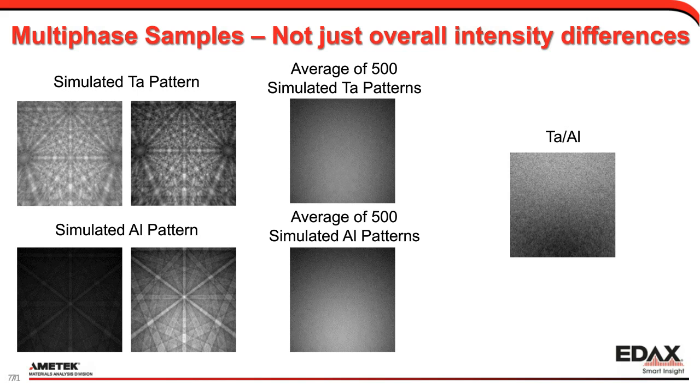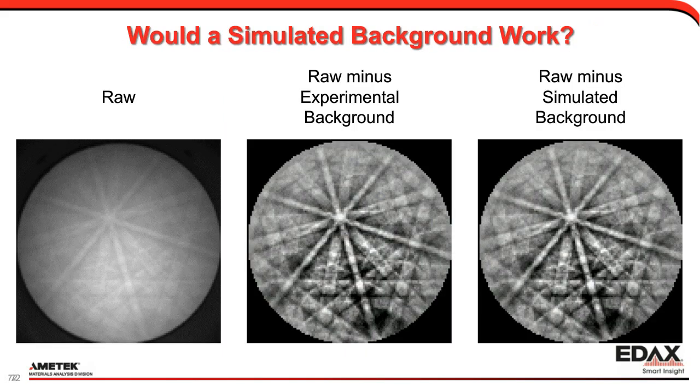So the question I had is, could we use a simulated background? Here's our raw pattern on the left. We do our standard background correction using an experimental background. You see that in the middle. And then we do it using a simulated background. You can see very little difference between the one in the middle and the one on the right, which tells us that we can use simulated backgrounds for these materials, which is a nice thing to have.